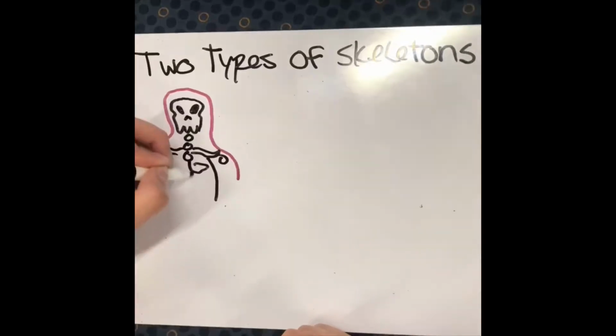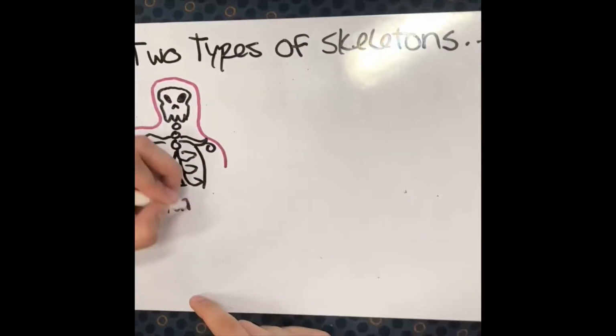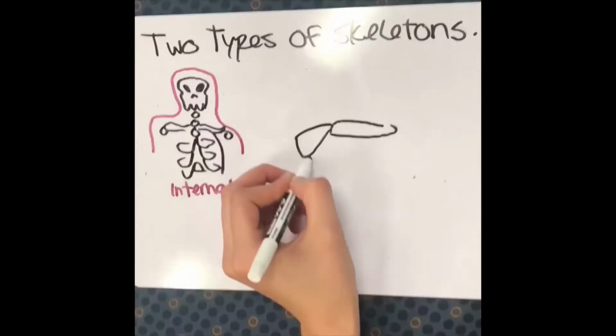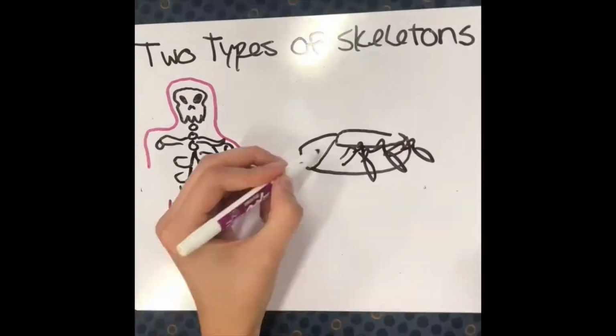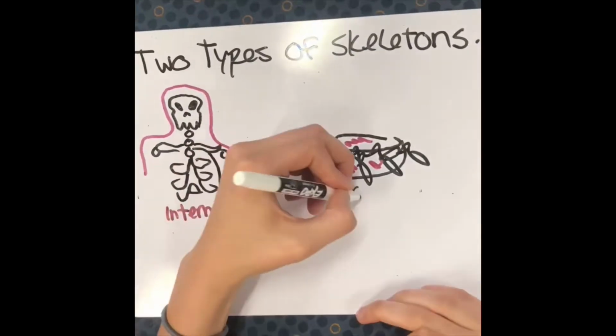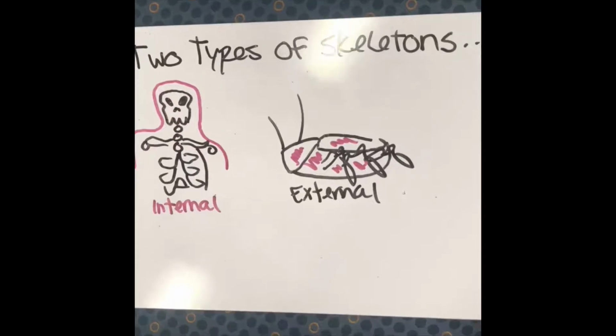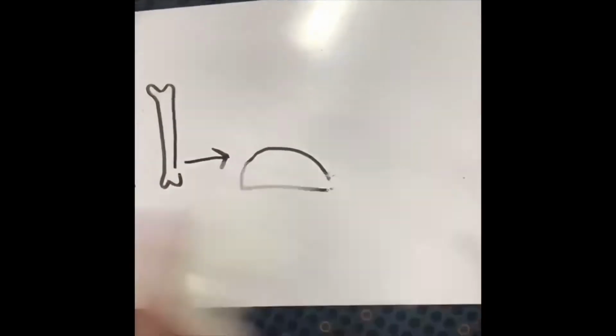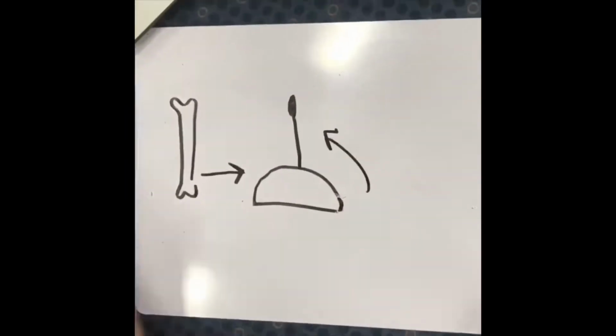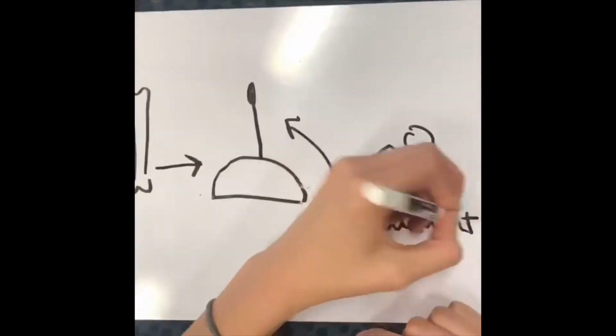There are two types of skeletons: internal skeletons, which are made up of numerous bones, and external exoskeletons, which are composed of connected segments. Bones act as levers that respond to muscular contraction in order to aid in movement.